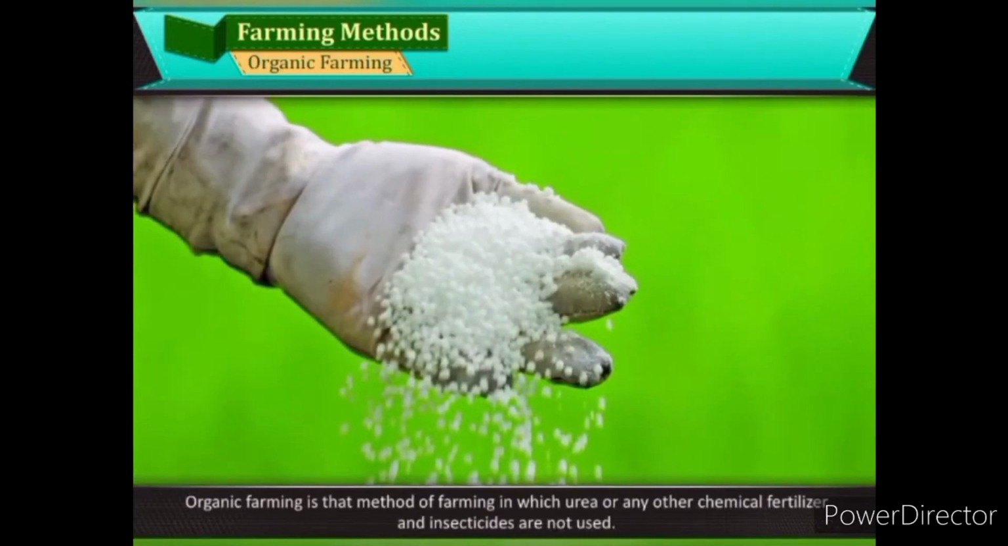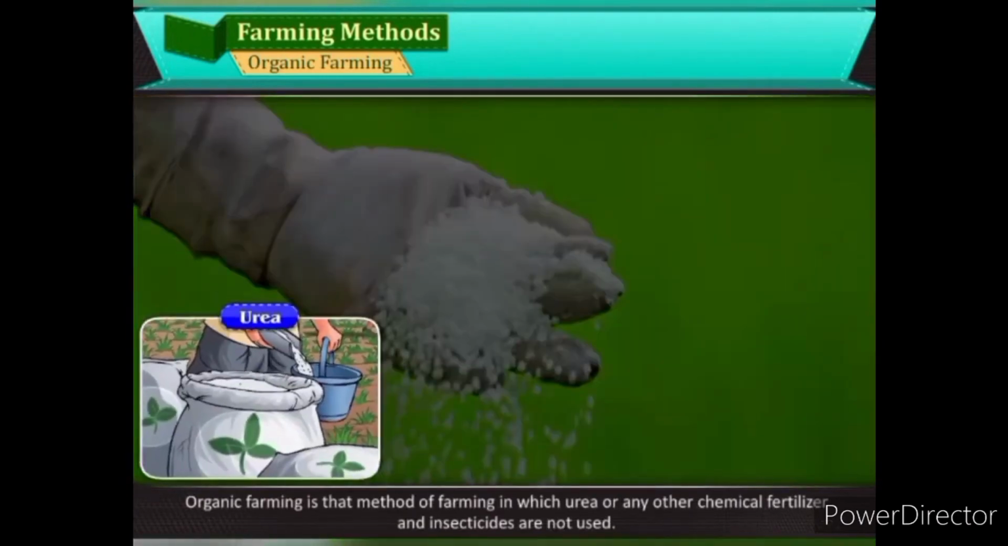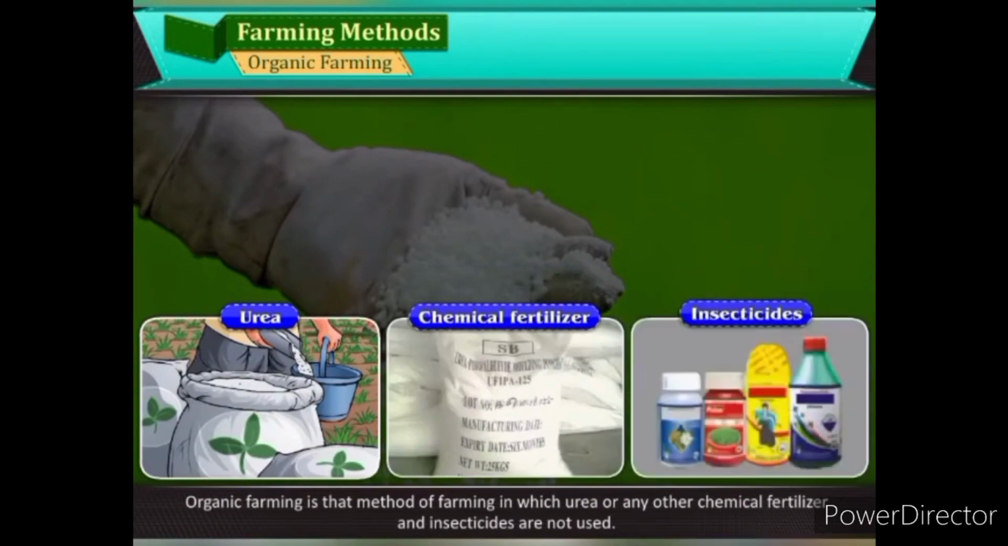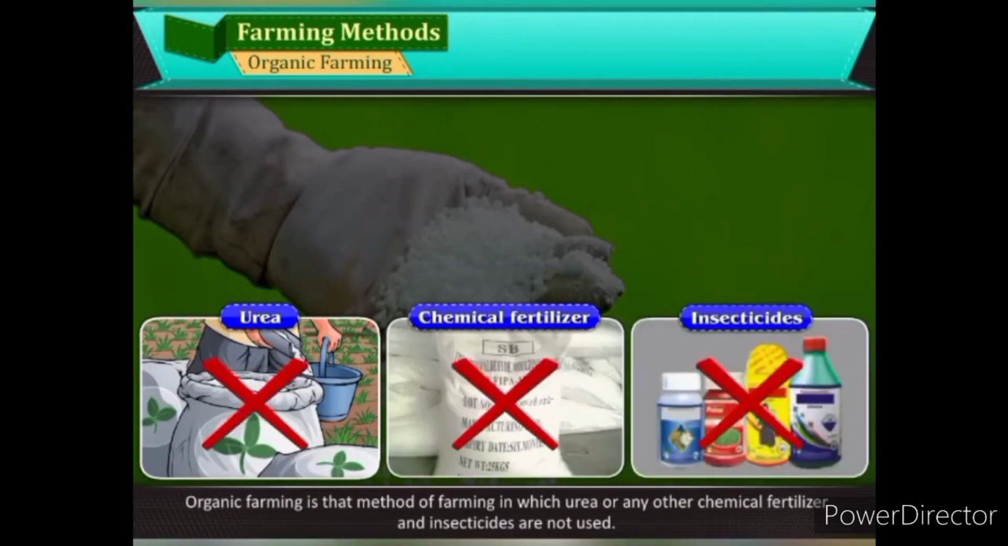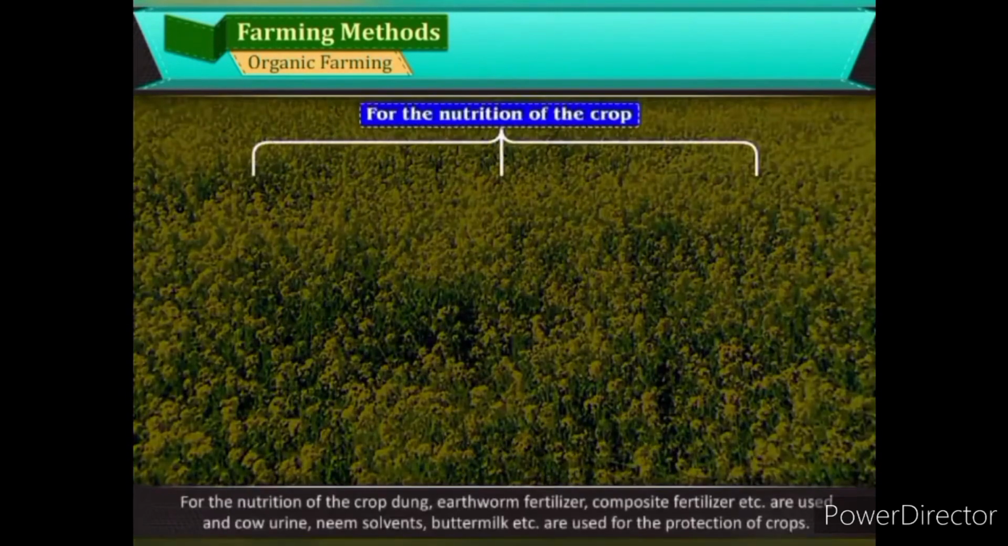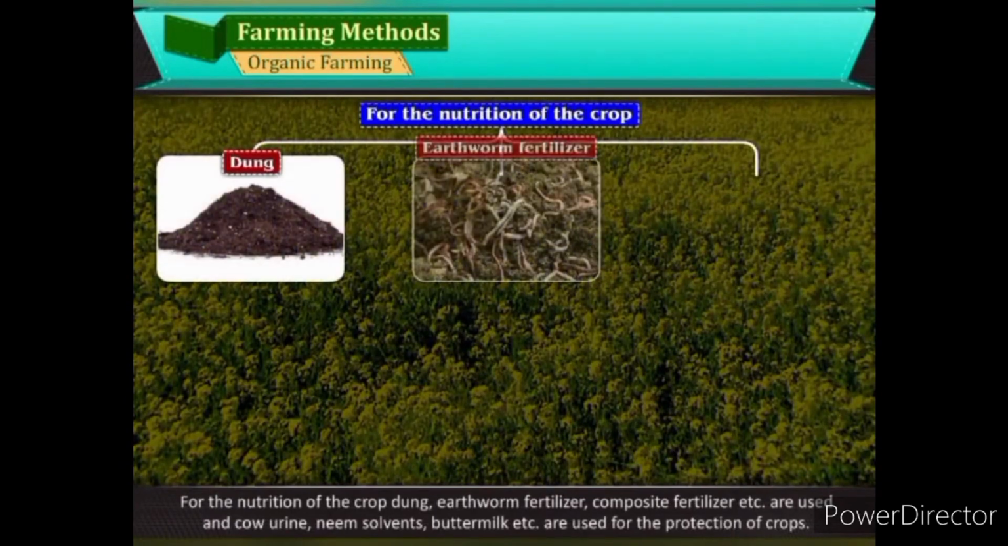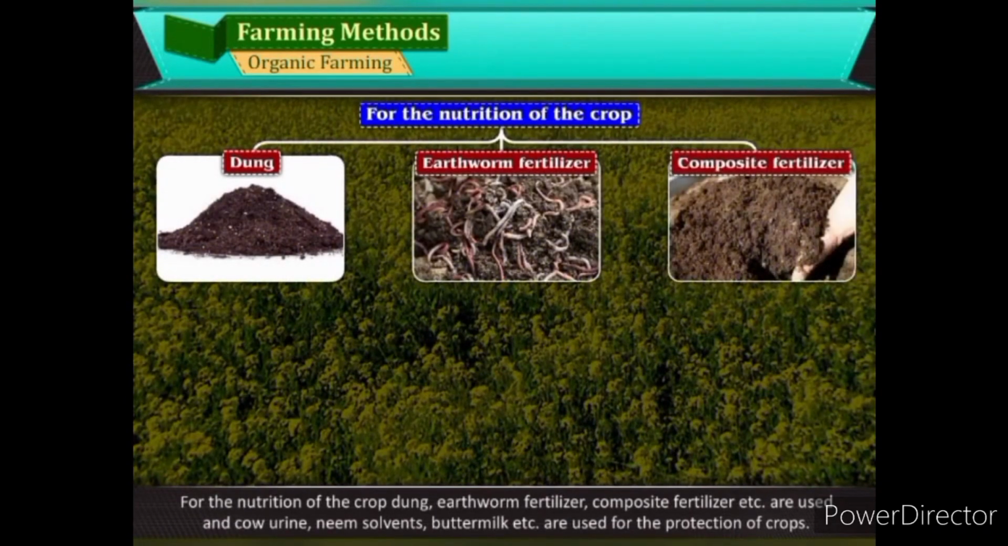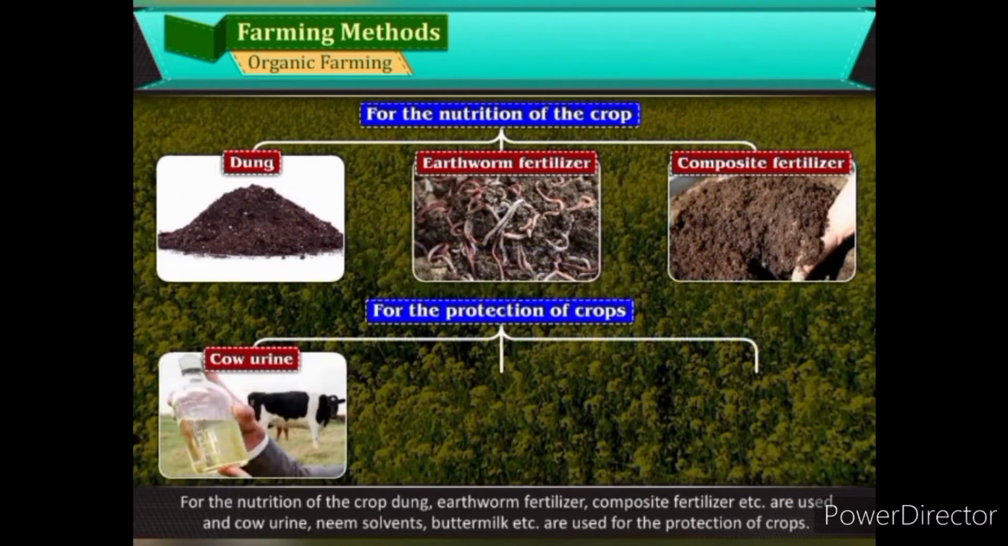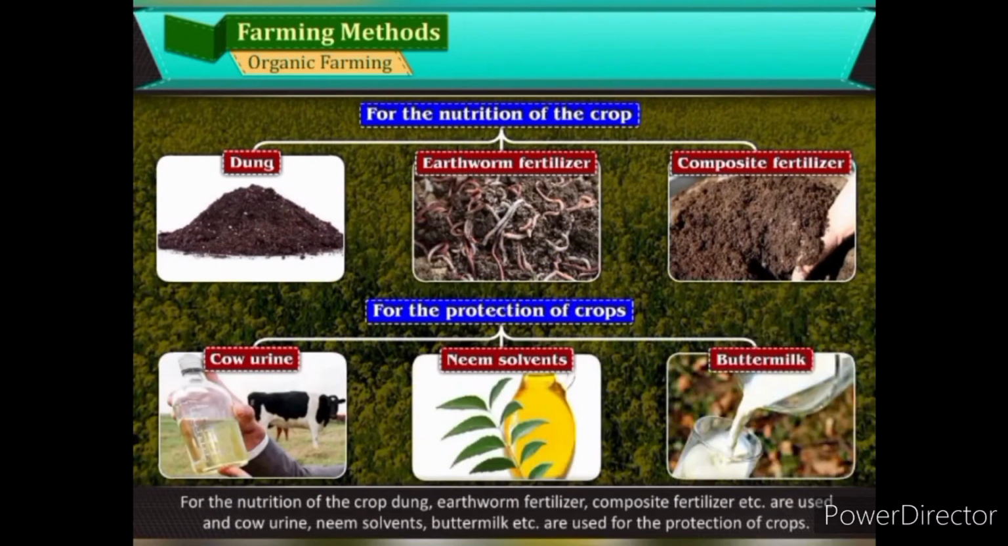Organic farming is that method of farming in which urea or any other chemical fertilizer and insecticides are not used. For the nutrition of the crop, dung, earthworm fertilizer, composite fertilizer, etc., are used, and cow urine, neem solvents, buttermilk, etc., are used for the protection of crops.